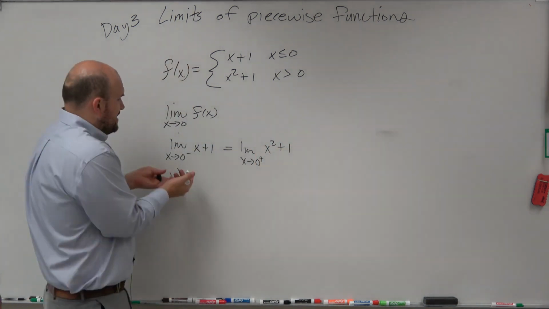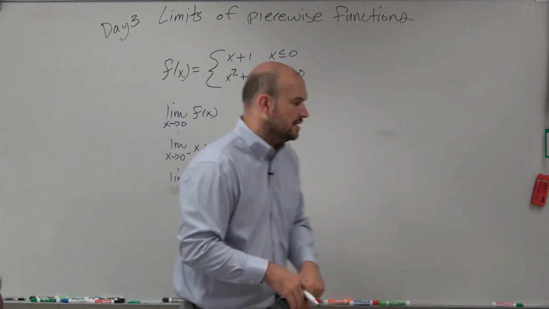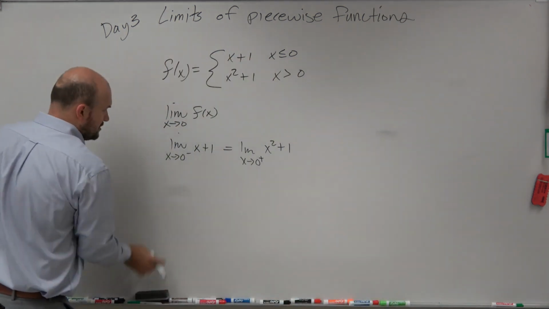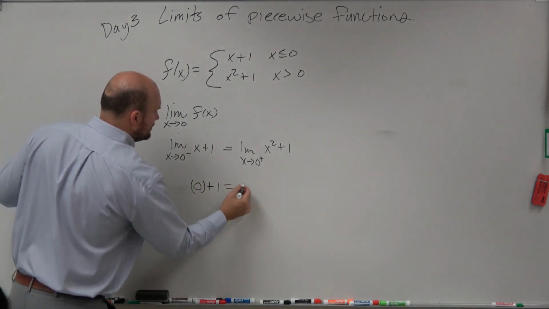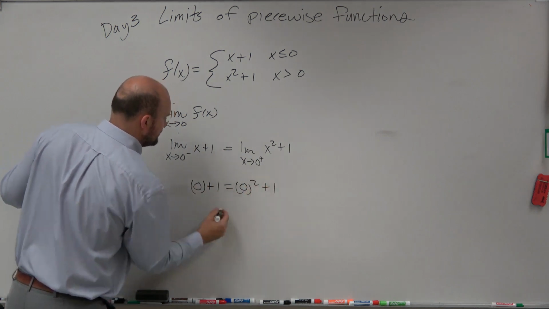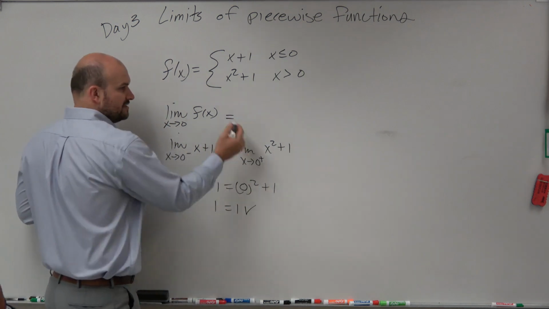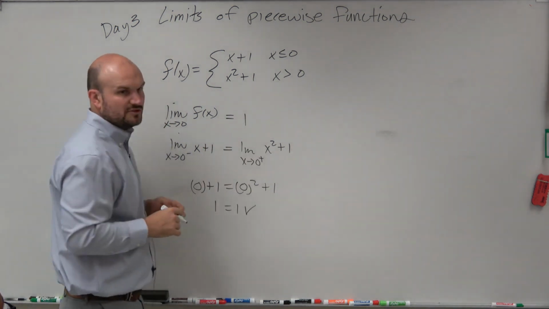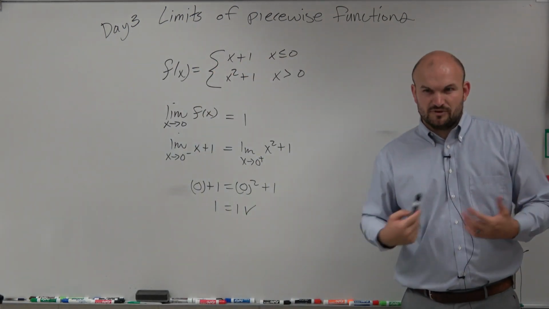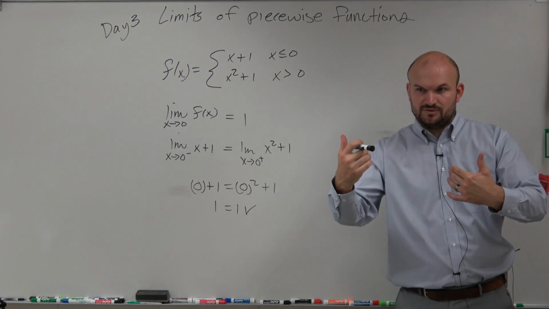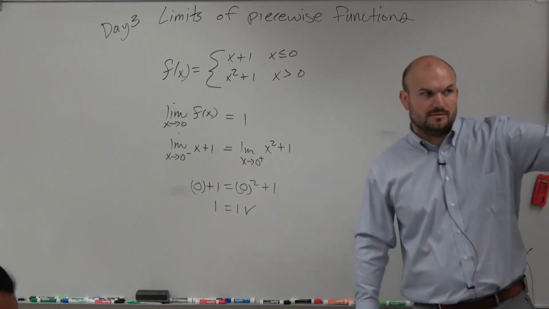Now, the left and the right is really just saying the direction. So all we really need to do is 0 plus 1 has to equal 0 squared plus 1. 1 equals 1. So therefore, they both are equal to 1. That is going to be the limit of our piecewise function. Does that kind of make sense? For the limit to exist, the left and the right hand have to be equal to each other. Look at the graph. For the limit to exist, they have to be equal, right?